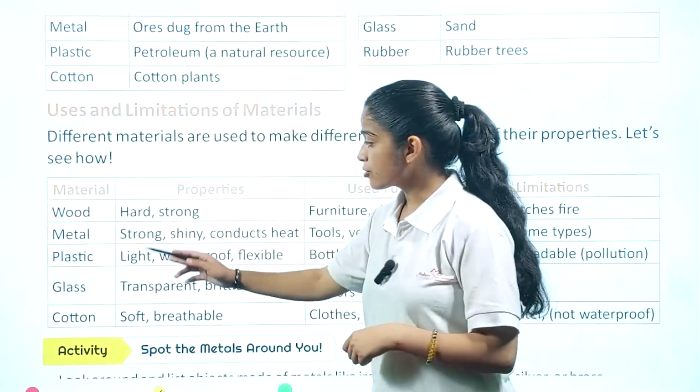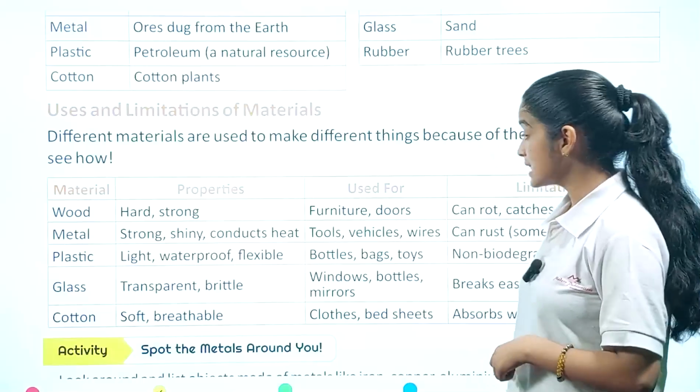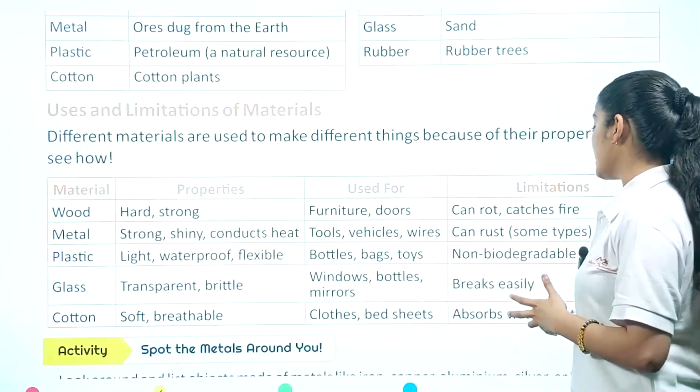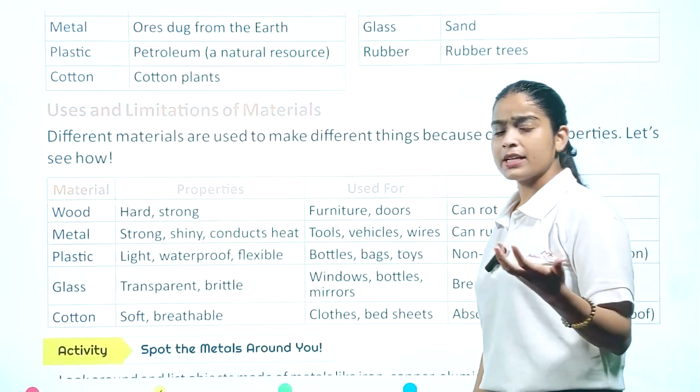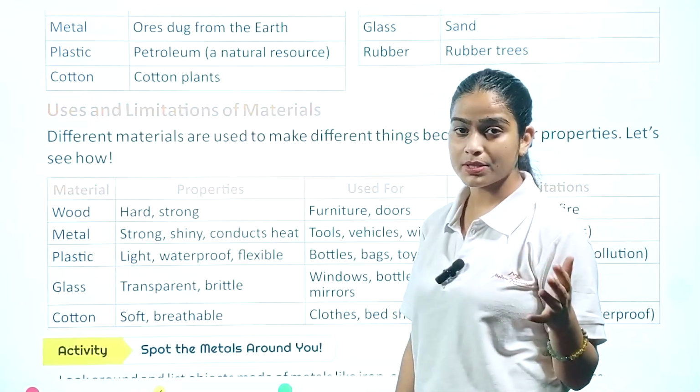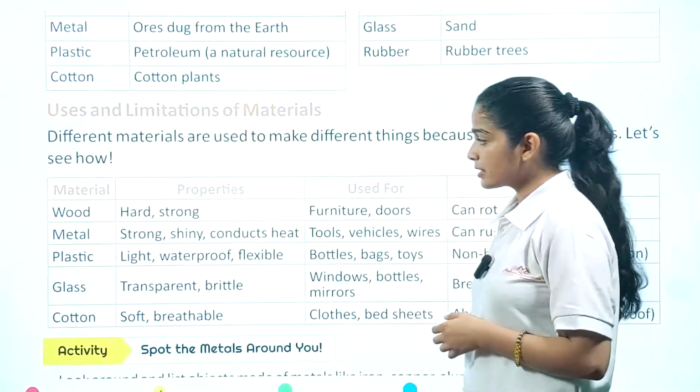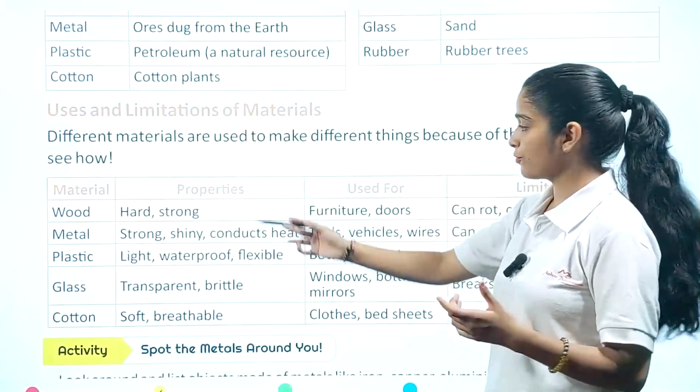Now, metal: strong, shiny, conducts heat, used for tools, vehicles, wires, can rust sometimes. Some types of metals get rust when they come in contact with oxygen in the presence of air, basically. So that is one more limitation of metal.